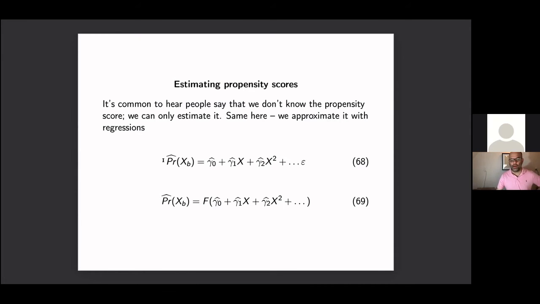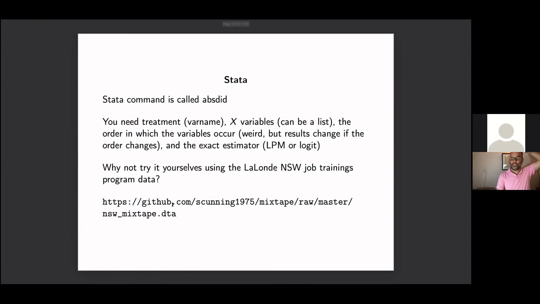So here's the OLS model. Estimate the probability of treatment based on X's. You're going to put in these covariates in terms of their polynomials, or you're going to put in your covariates for the logit. The Stata command to do it is called absdid, and you just need a variable indicating if you're in the treatment group or the control group. You need X variables, which can be a list, the order in which the variables occur, and you need the exact estimator.